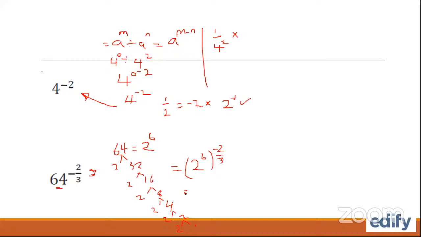Correct. So following our third law, we shall have 2 to the power 6 times negative 2 out of 3. Correct? Out of 3, so this will be 1. This will be what? 2. Yes, good. Then the answer will be 2 to the power -4. Then the correct answer is 1 out of 2 to the power 4. So this will be equivalent to 1 out of 2 to the power 4. Thank you, Trevor.